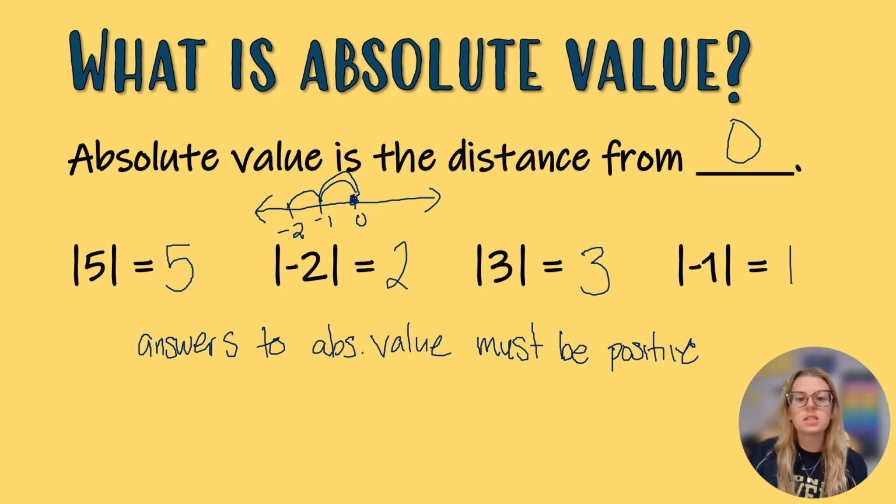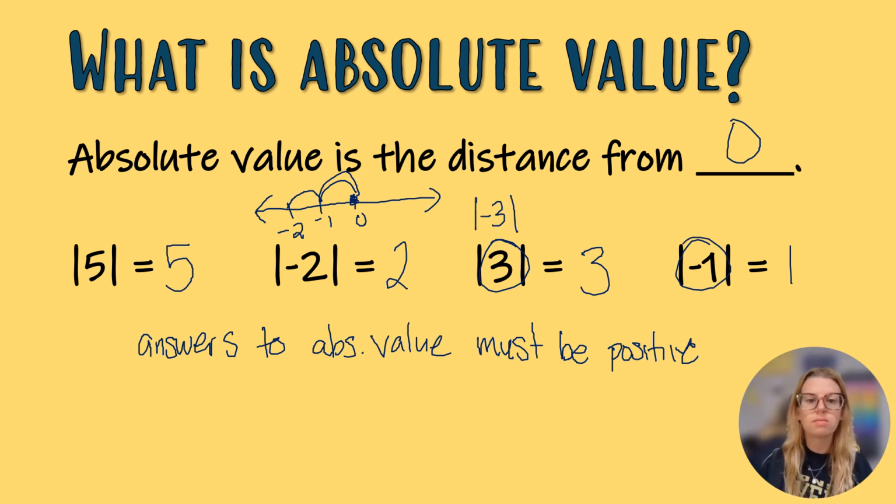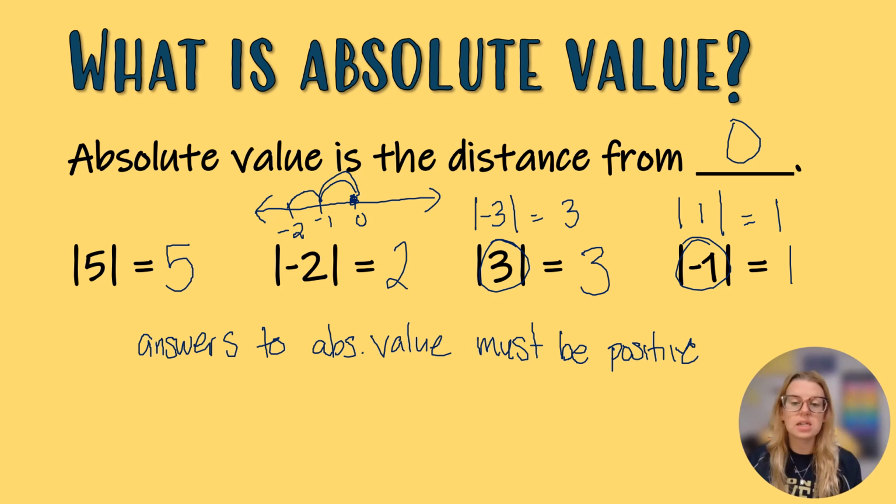But notice on the inside, we can have a positive or a negative number. So that means that the absolute value of -3 is also 3, because it's going to be the same distance. Or the absolute value of +1 is also 1. So I can have a positive and a negative value for the inside of my absolute value bars. It will still always be a positive answer.